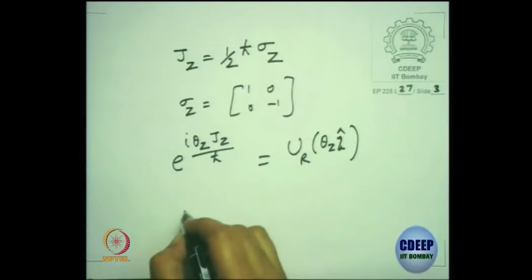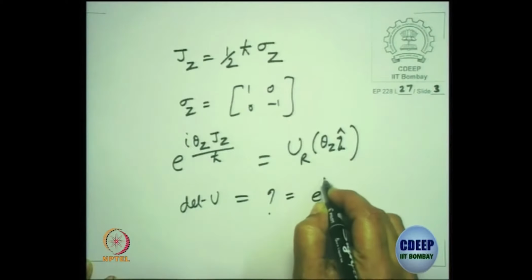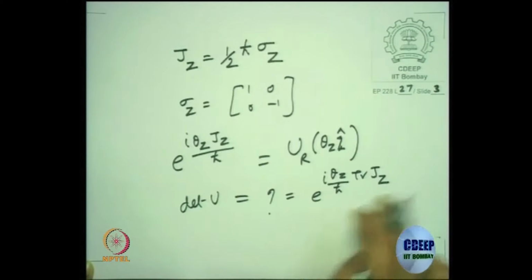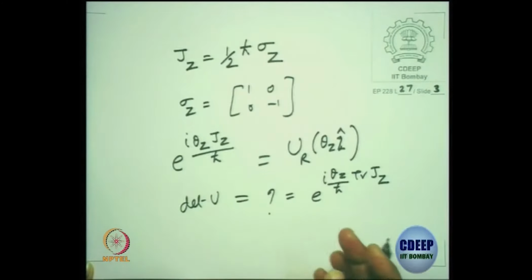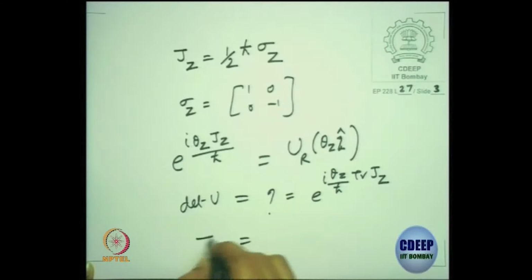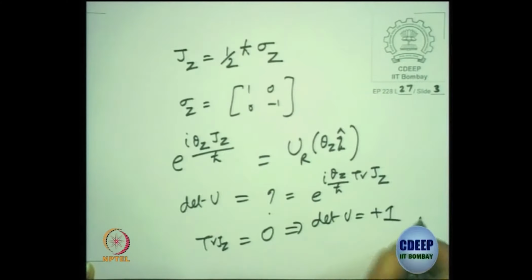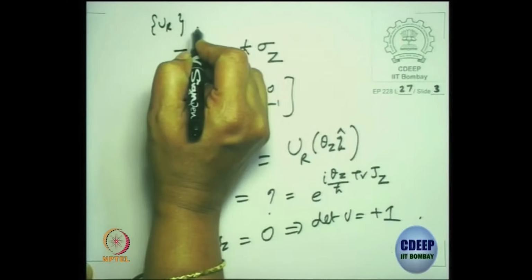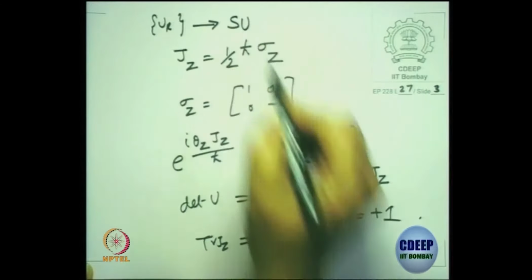What will the determinant of U be? This will be e to the power of i theta z by h cross times the trace of Jz, and they are all traceless matrices. The Pauli matrices are all traceless. Other factors don't really play a role. So e to the power of trace of Jz is e to the 0, which implies the determinant of U is plus 1. So this collection of these U matrices will be called S, U for unitary.